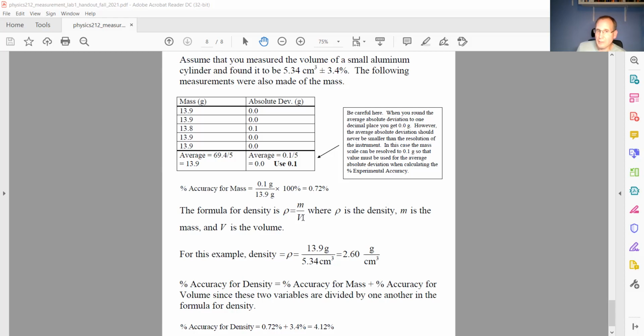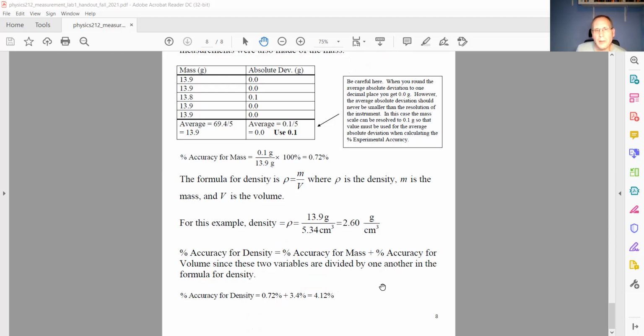So since I'm dividing mass by volume, if I want to find the accuracy for density, I have to add the accuracy for mass plus the accuracy for volume. So 0.72, that was the accuracy for mass. 3.4 was the accuracy for volume. If I add those together, I get 4.12%. That's the accuracy for the density. Okay, so all you really have to remember for this course is that whenever you want to find the percent accuracy for a dependent variable, typically it's going to involve multiplying or dividing variables. You just have to remember to add the respective percent accuracies.